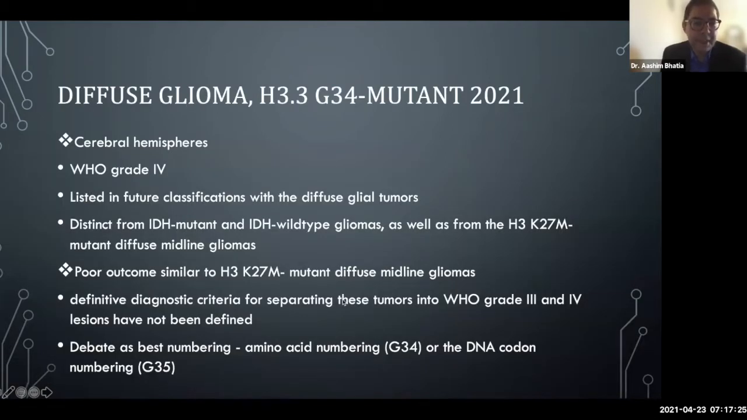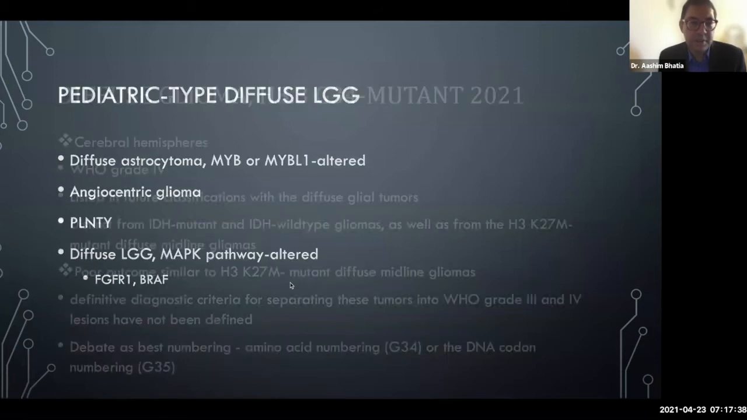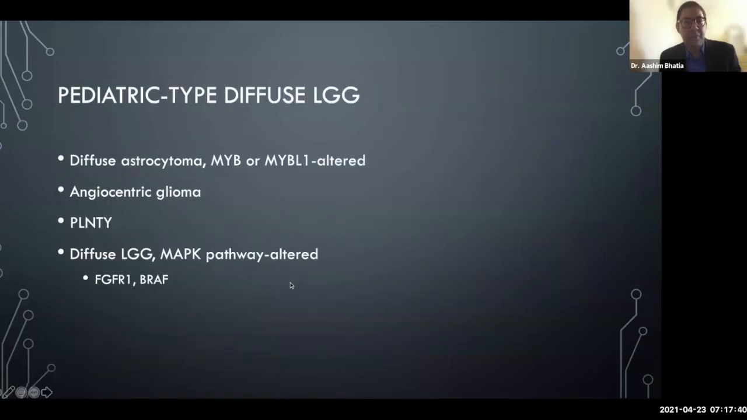And like I said, stay tuned for the classification system and other imaging findings. This is the other one we mentioned. The H3.3 also has poor prognosis, similar to the K27 mutants. There also will be a diffuse type low-grade glioma. So we discussed the high-grade glioma, diffuse types, the group of them. There's also a low-grade glioma version. And so here's angiocentric glioma and pleomorphic xanthoastrocytoma tumors. We'll discuss those two. These other ones we won't be discussing today.